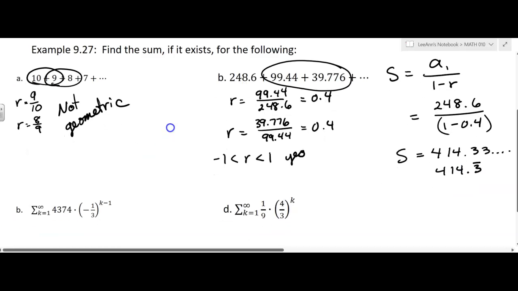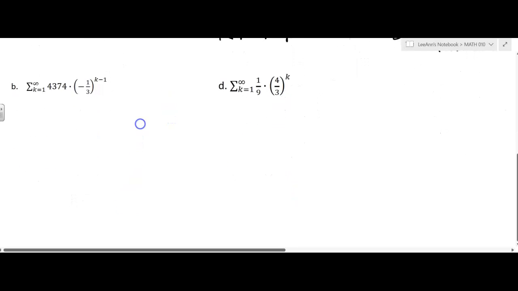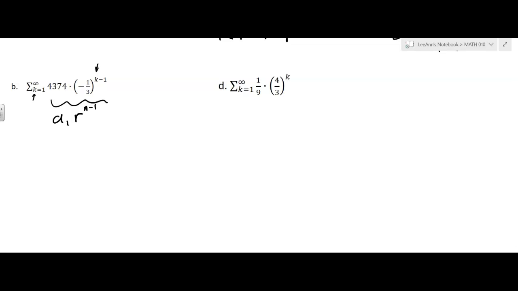Okay, so great, that was fun. Let's go to the next one. All right, this is in the form of a geometric sequence, right? You've got a term, you've got a ratio, and it's to the n minus 1. Your variable is k, but that's okay. Anyway, it's in that form. So it is geometric. You can find more terms, but it's in the right form for a geometric sequence. So because it's a summation, it's an infinite geometric series. Okay, so yes, it's a geometric series.